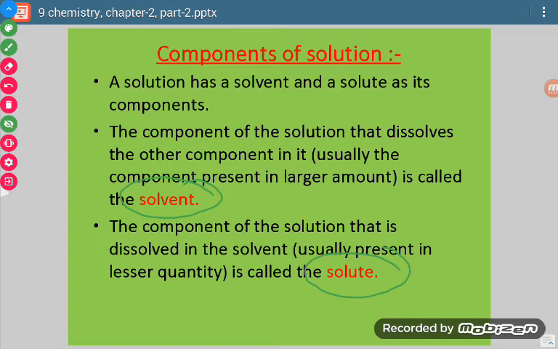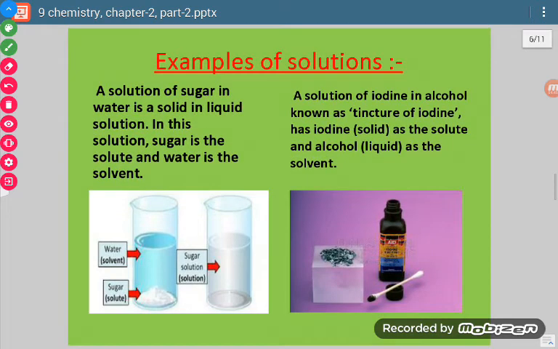Now let us take one example. If I am taking 1 spoon of salt and a glass full of water, and I dissolve the salt in water, then a salt solution will be prepared. So water is in more amount, so water behaves as solvent. And similarly, salt is in less amount, so we will say salt is solute. Now let us understand with the help of a few examples.